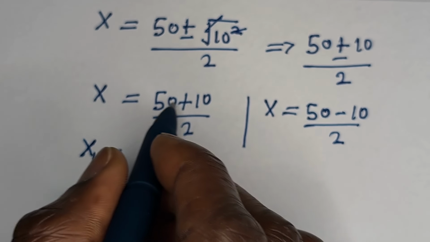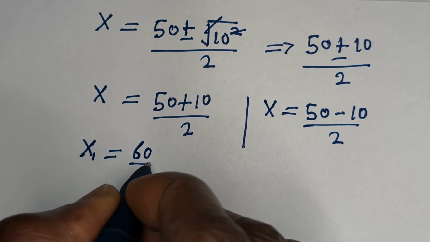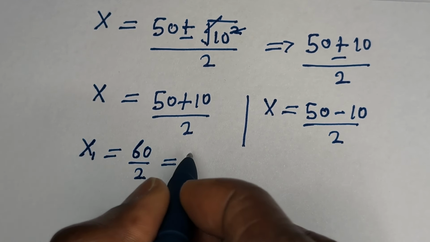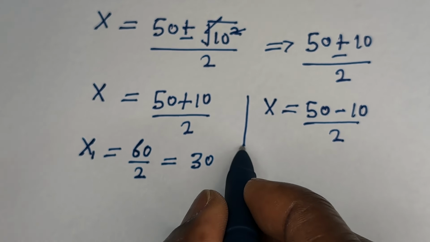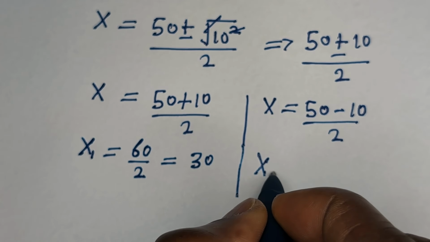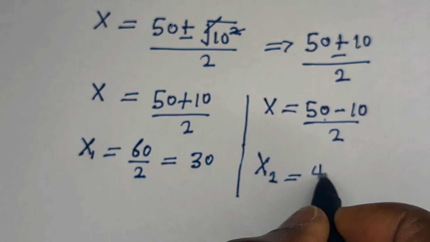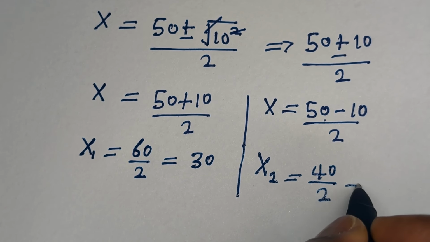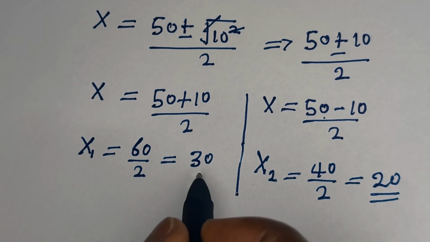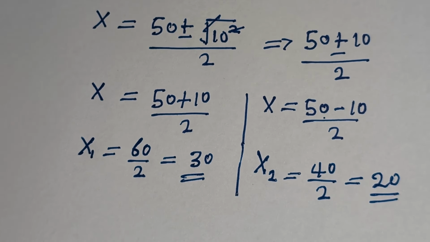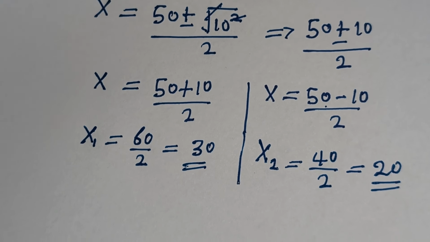x1 is equal to 50 plus 10. This is 60 over 2, and this is equal to 30. And x2 is equal to 50 minus 10. This is 40 over 2, and this is equal to 20. These are the values of x1 and x2. We've gotten the values of x1 and x2. Let us solve for y1 and y2.